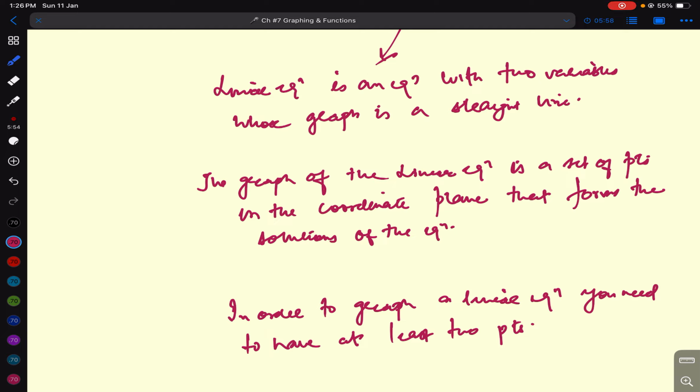Now, while choosing these points, you have to include both the positive and negative values as well as zero. It doesn't have to be only positive or only negative. Rather, you have to combine the positive and the negative values along with the zero. Clear?